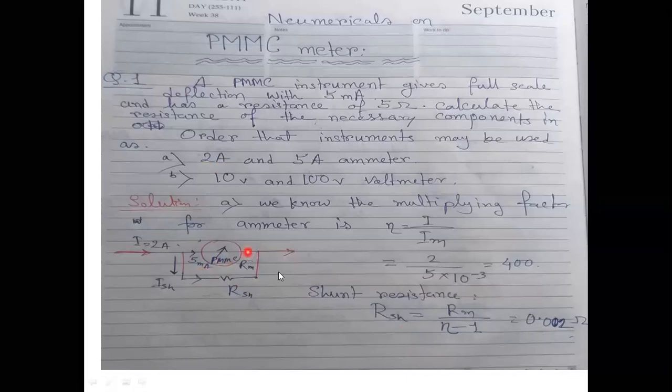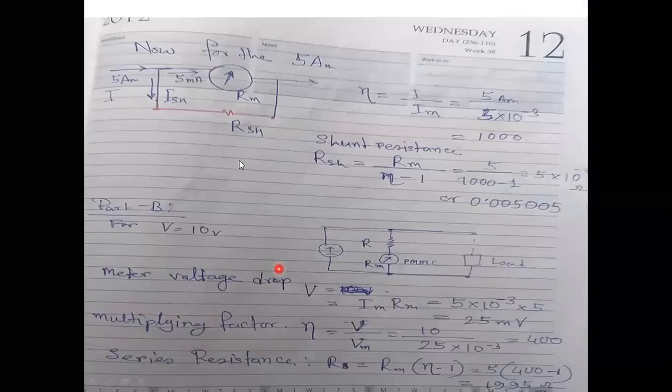Similarly, we can measure 5 ampere in case we are using the 5 ampere range. Same way, this is 5 ampere total current, and whenever it flows in two ways, that is 5 milliampere, which is the full scale deflection current for the PMMC meter, and the rest is the shunt resistance current, Is.